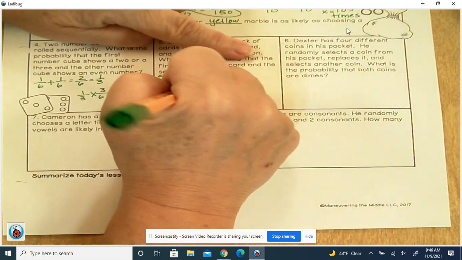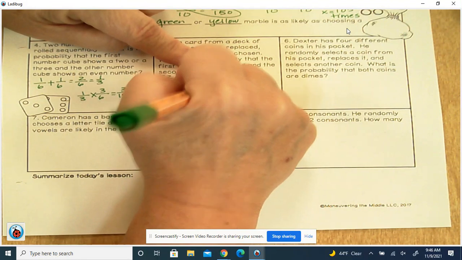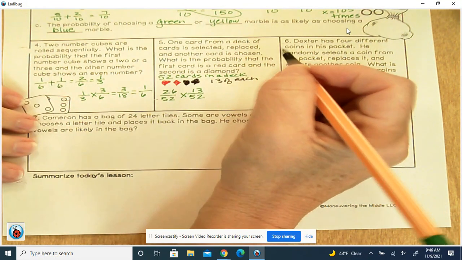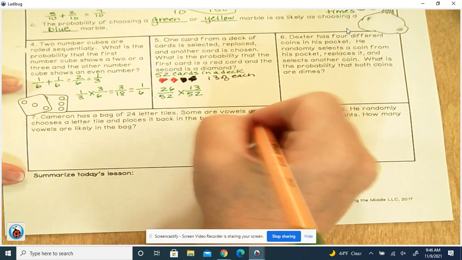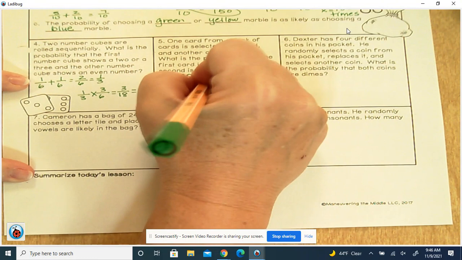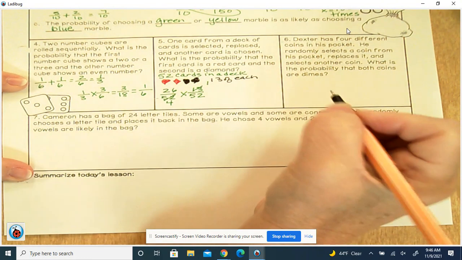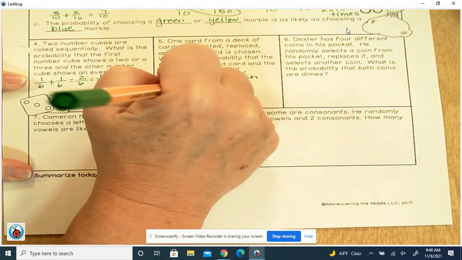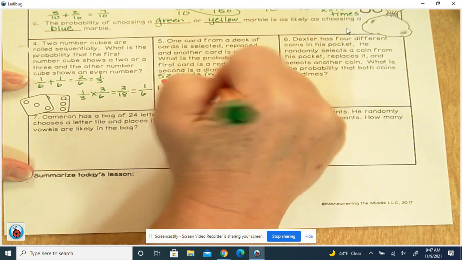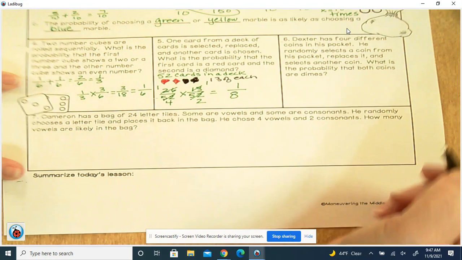And it's "and," so we multiply. The second card is a diamond. So there's 13 diamonds out of 52. Instead of multiplying straight across, I'm going to do some canceling out here. 13 goes into 13 one time, and 13 goes into 52 4 times. 26 goes into 26 one time, and 26 goes into 52 2 times. 1 times 1 is 1, and 4 times 2 is 8.